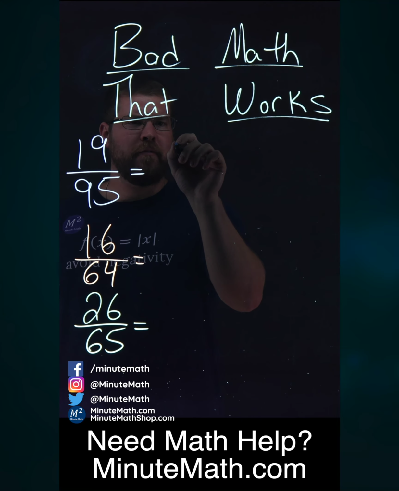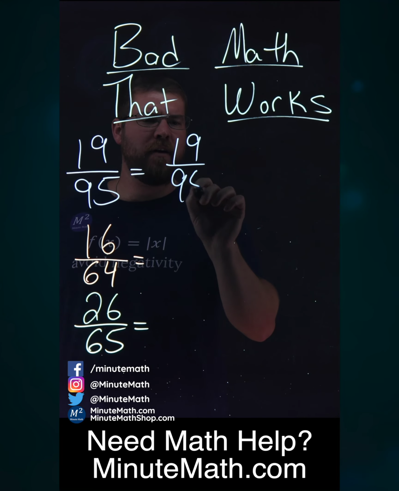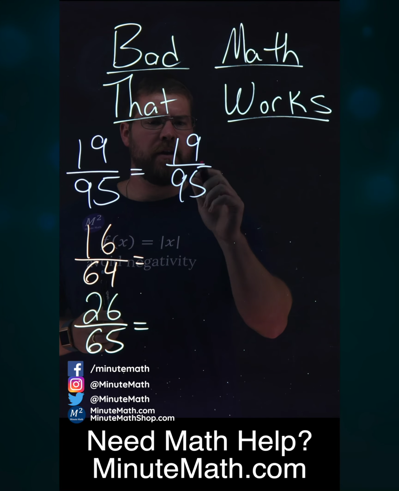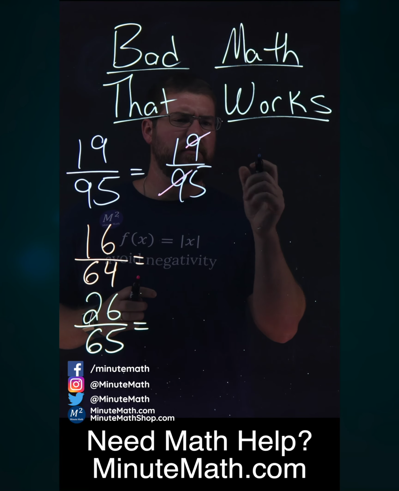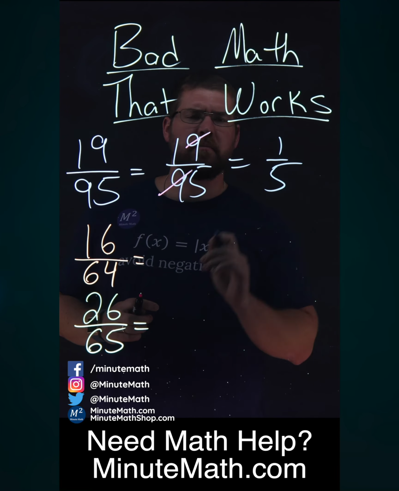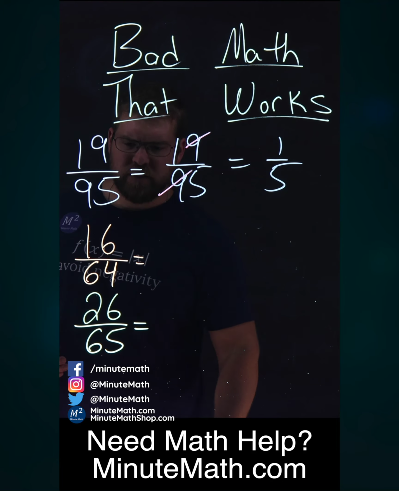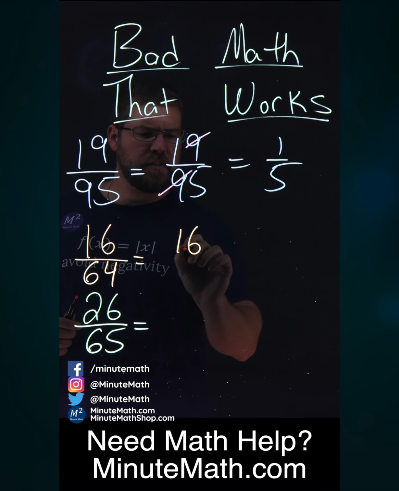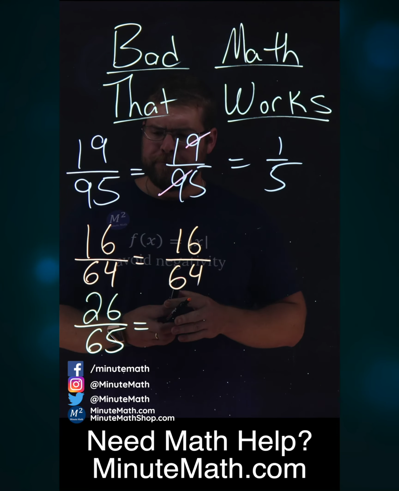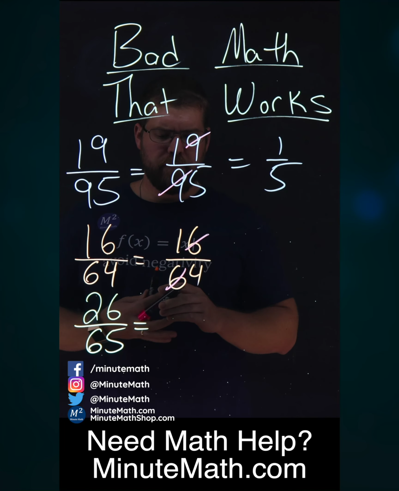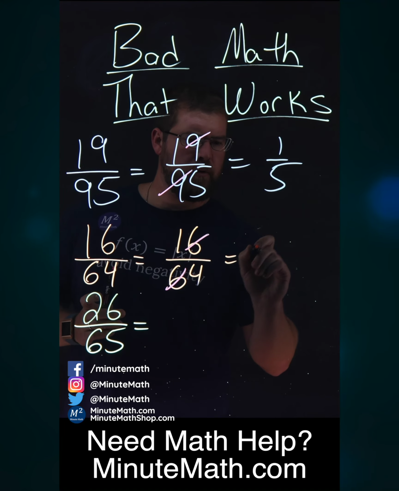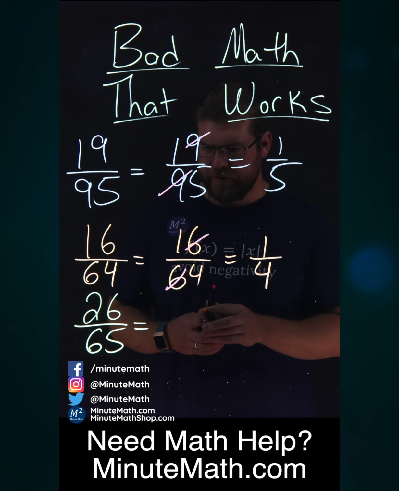19 over 95, let's rewrite that, 19 over 95. Well, if we cancel the 9's out right here, we're left with just a 1/5. That seems right. Now what about the next one here, 16 over 64? Well, 16 over 64, I can cancel out the 6's, right? And I'm left with just a 1/4 left.